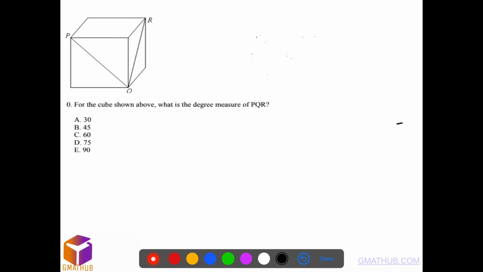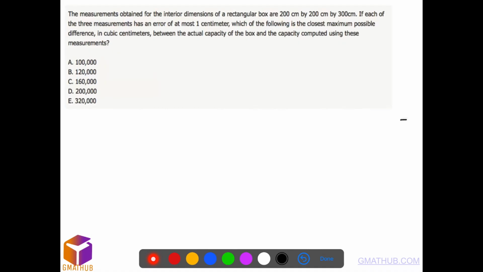In this, PQ is equal to QR if you see, both are diagonals of the faces. And that will also be equal to PR if we join it. So we'll make an equilateral triangle. This angle would be 60. This is a tricky question.